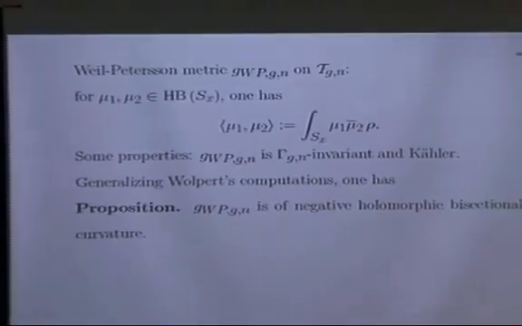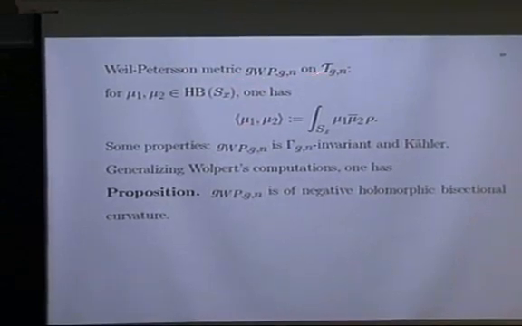And then you can form the Weil-Petersson metric. You take any two such harmonic Beltrami differentials, and their pairing is given by the integral of mu_1 times mu_2 bar times the hyperbolic metric on S_x. The point is that this Weil-Petersson metric is invariant under the modular group, and it's Kähler. It's non-complete, but it's Kähler.